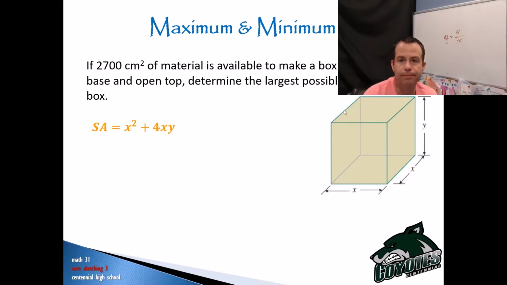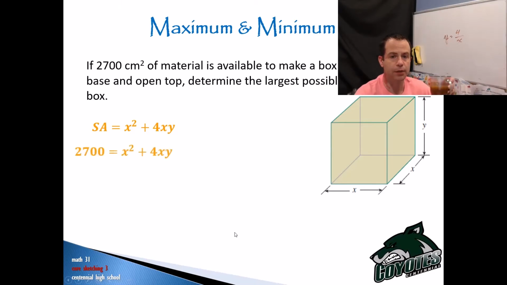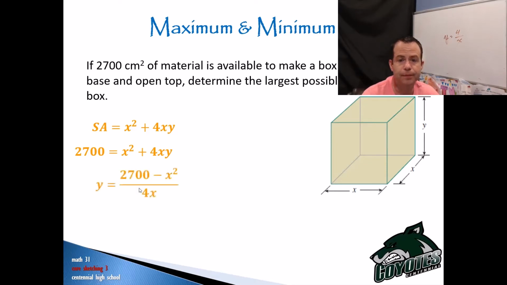Okay. Now I need to get rid of that y. So I need to come up with some other way of representing the y. So I'm going to use this guy to get y by itself. So I have 2700 equals x squared plus 4xy. I'm going to subtract x squared and divide by 4x. Okay, and that gives me y by itself.